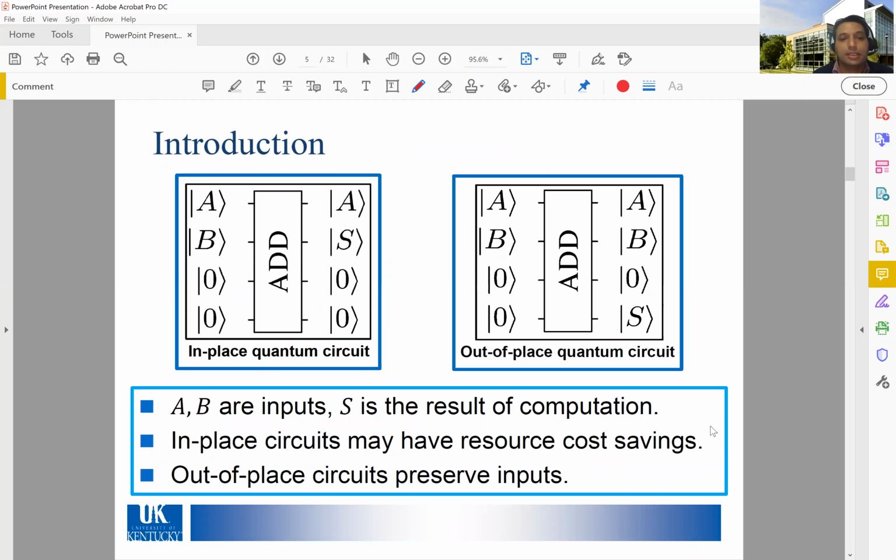So this is one example as illustrated here. The QCLAs can be defined into two types. One of them is an in-place quantum circuit. Another is an out-of-place quantum circuit. The difference is that whenever you perform an addition operation, the B input is being transformed to the sum, while in the out-of-place, one of the ancillary lines has been transformed to the sum output. So that's why one of them is called out-of-place, another is called in-place.